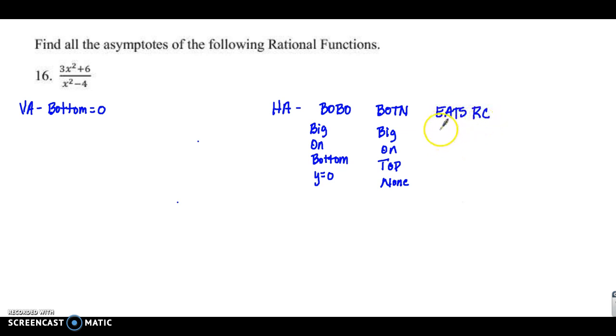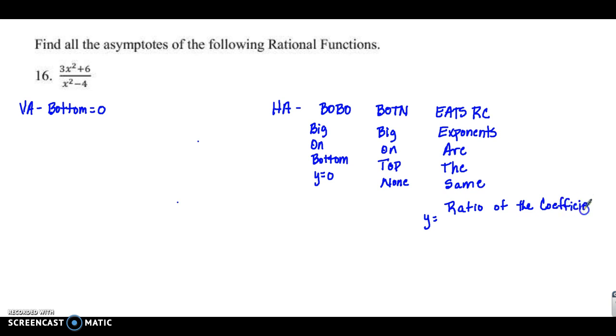ERC, eats RC, is for exponents are the same. Eats RC stands for it will be y equals the ratio of the coefficients. Now, our ratio of our coefficients, remember that's a ratio means a fraction, so it'll be y equals a number over a number.